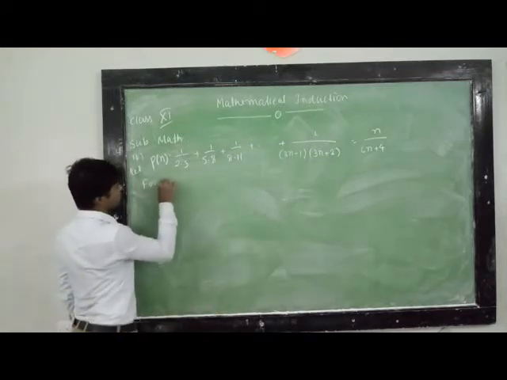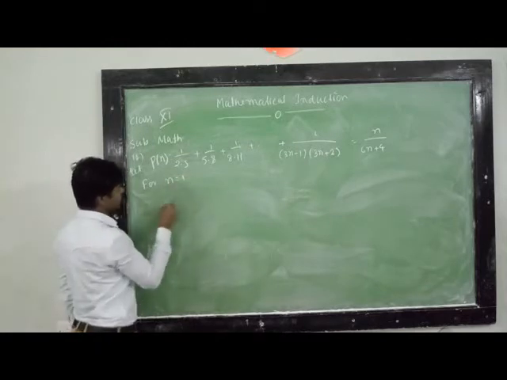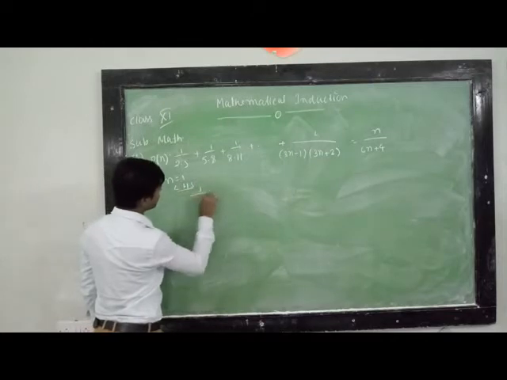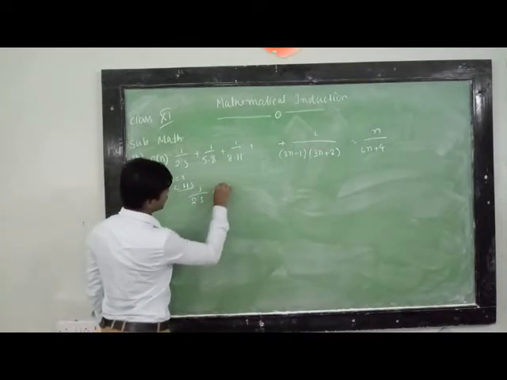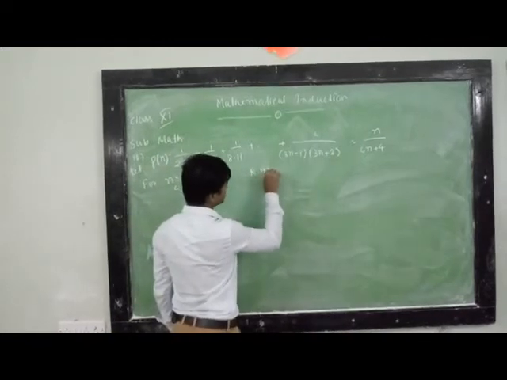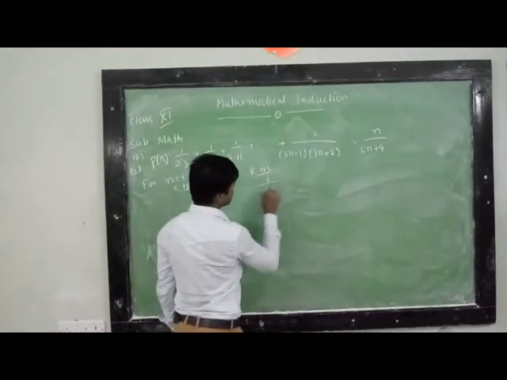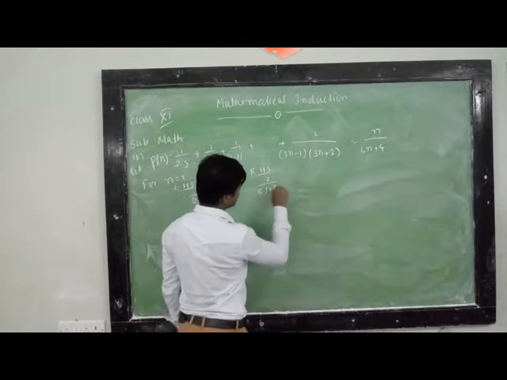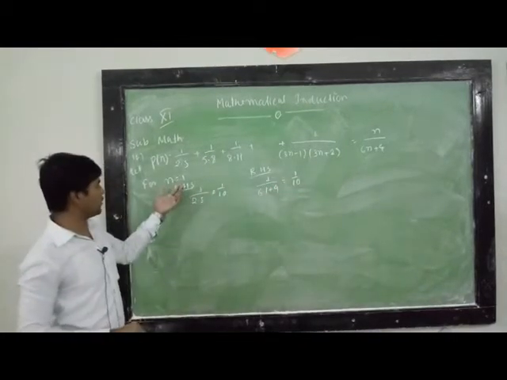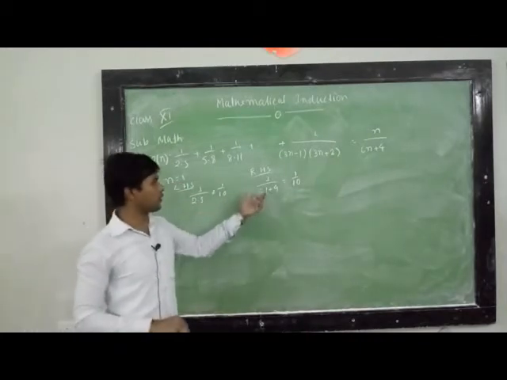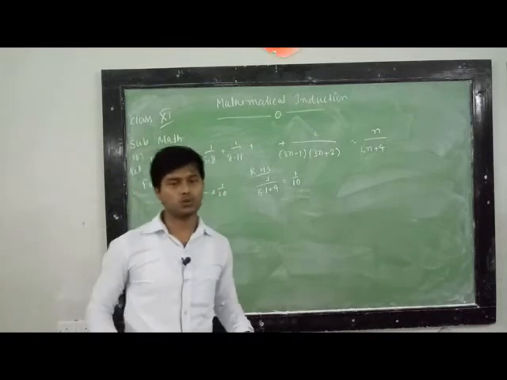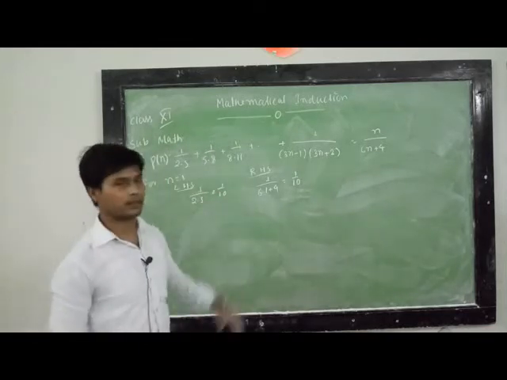So for n equal to 1, see what happened, the left hand side will be 1 by 2 into 5, that is equal to 1 by 10, and the value of the right hand side expression is 1 by 6 into 1 plus 4, and that is equal to 1 by 10. That means the value of the left hand side and the value of the right hand side are equal. So we can say that the statement is true for n equal to 1.